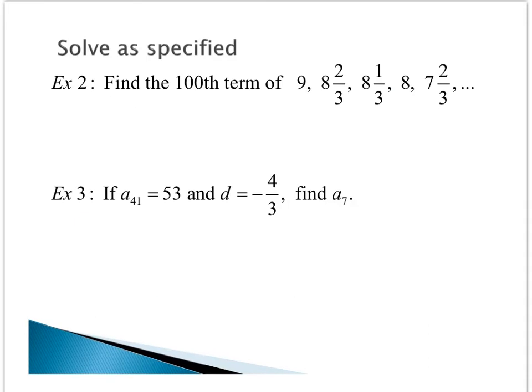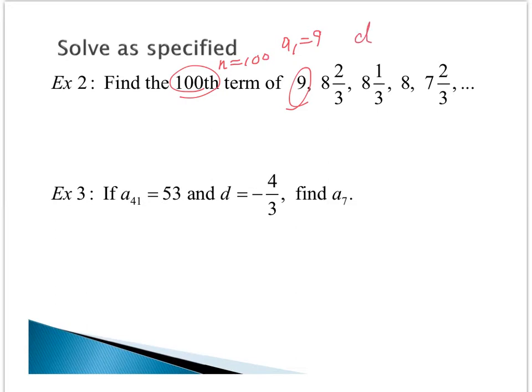Okay, so what I'm going to do now is run through a series of examples to help you see why this explicit formula is useful. In example 2, we want to find the 100th term. If we're trying to find the 100th term, then n is 100. We know that our first term is 9, therefore a sub 1 is 9. And then to get my common difference, I can take two consecutive terms and subtract them.